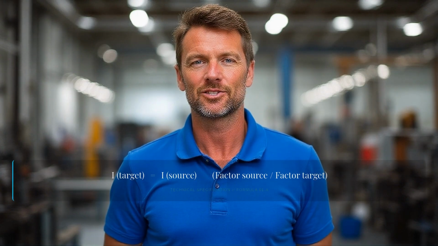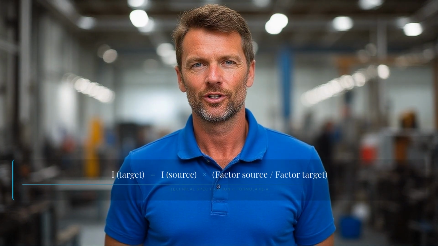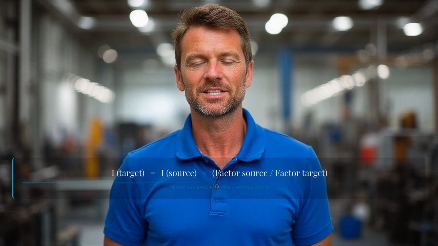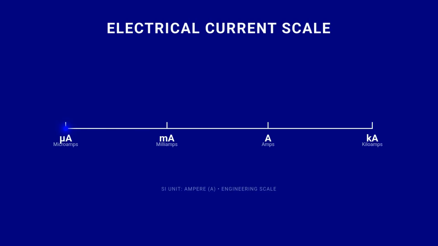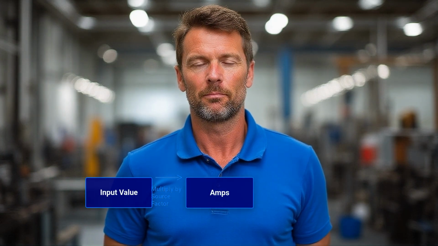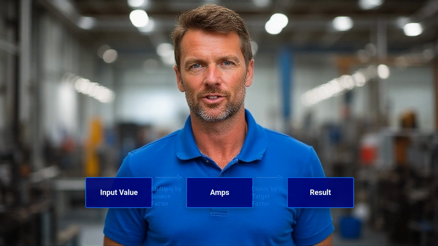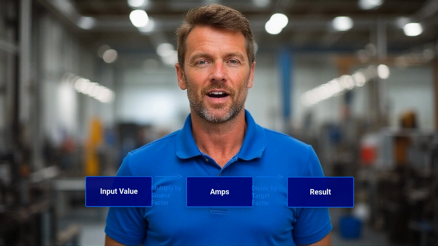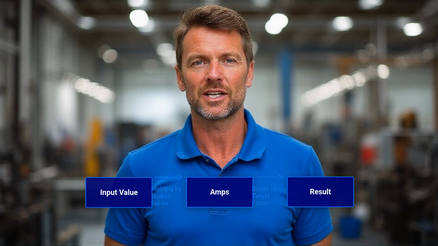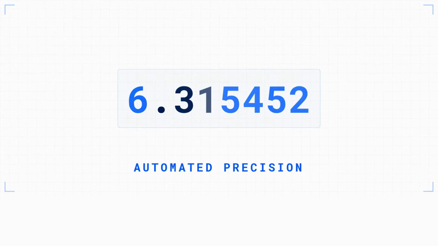The math behind it is straightforward. Every current unit relates back to amps by a fixed power of 10. 1 amp equals 1000 milliamps or 1 million microamps. 1 kiloamp equals 1000 amps. So the converter takes your input, multiplies it by the source unit factor to get amps, then divides by the target unit factor to get your result. That's it. Simple multiplication and division, but automated so you never miscount zeros.